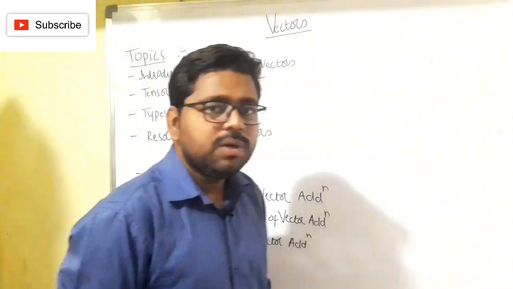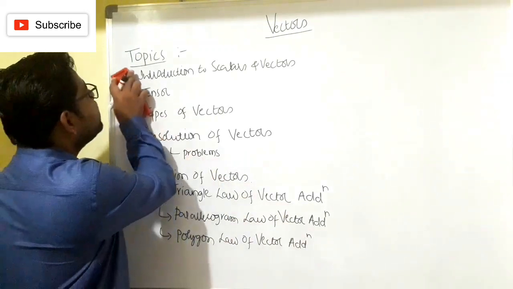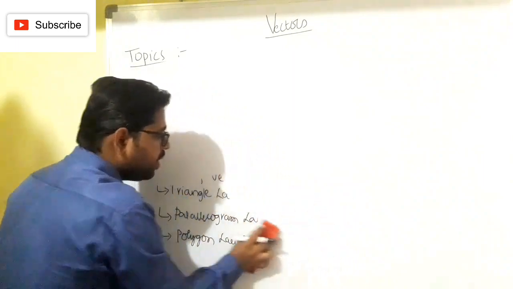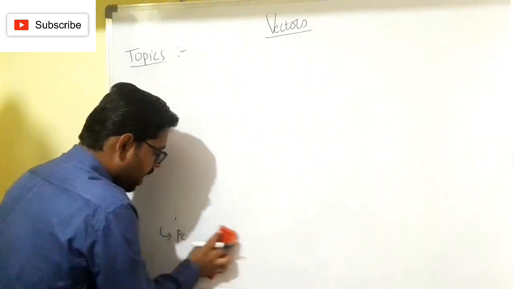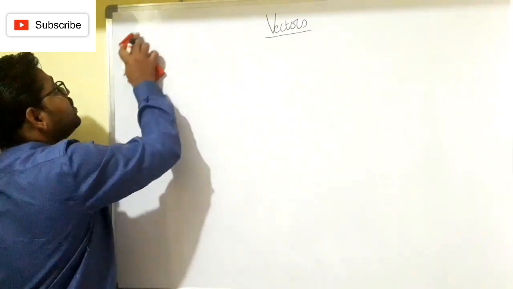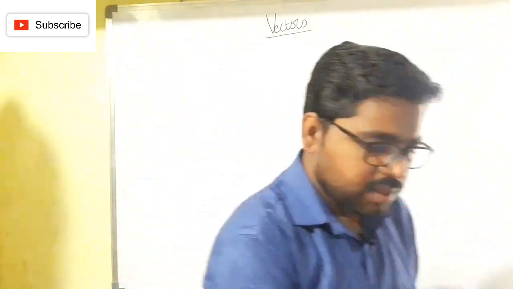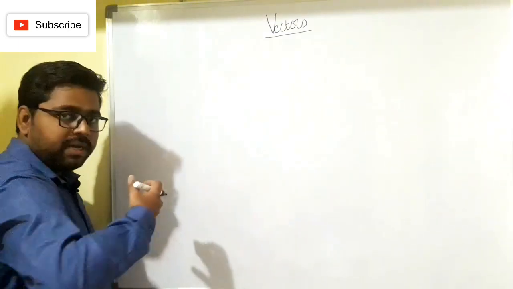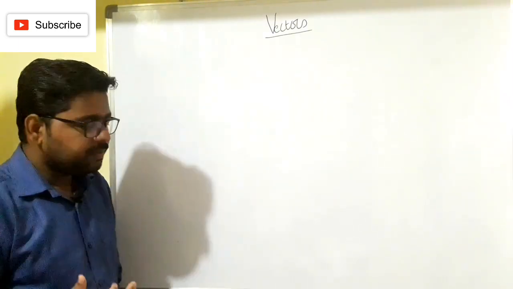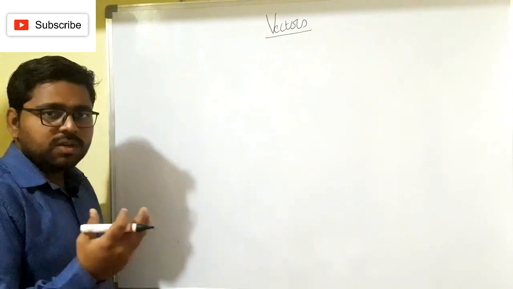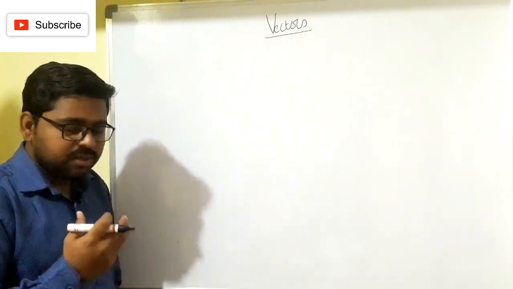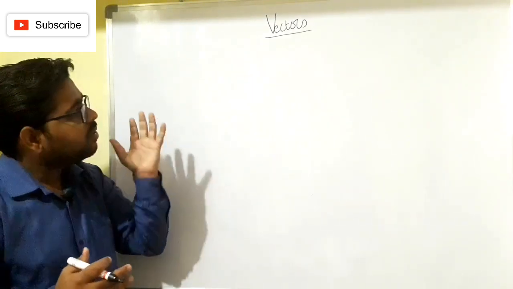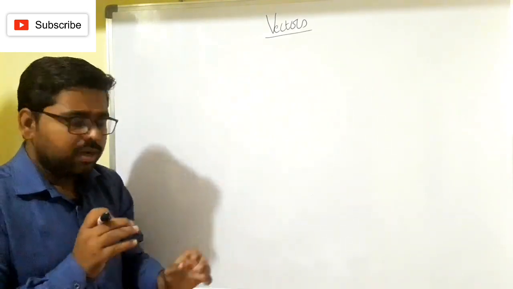So when it comes to vectors, in mathematics we consider it a separate branch, like we have algebra, trigonometry, calculus, and coordinate geometry. Likewise, vector is also one such tool. It's a mathematical tool to understand physics. Most of the physical quantities that we come across in physics are related to vectors, so the knowledge of vectors is most essential for us.